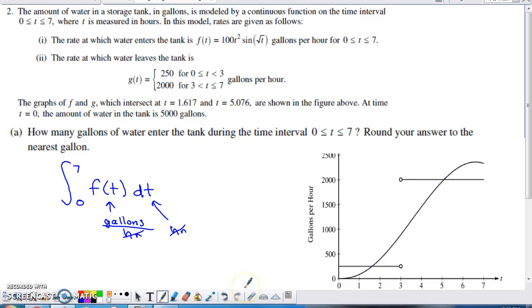What they ask us to do in part A is to determine how many gallons of water enter the tank during the time interval from 0 to 7. Round your answer to the nearest gallon.